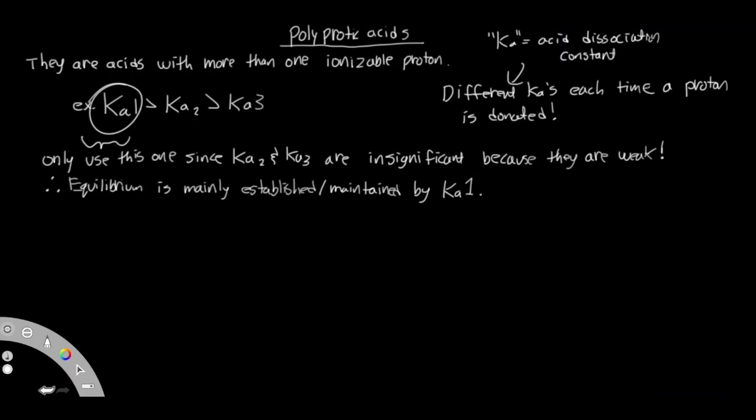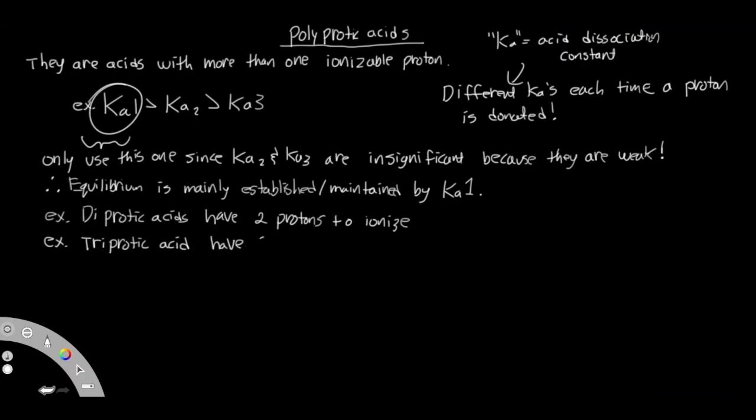Now let's have a look at those examples that I was talking about. So the first polyprotic acid that I want you to know of are diprotic acids. Okay, diprotic acids have two protons to ionize. Whereas something like a triprotic acid, and we're going to look at that in the next example shortly, they have three. Obviously, tri means three, so three protons to ionize. Regardless, all of these types of polyprotic acids need to ionize in steps.